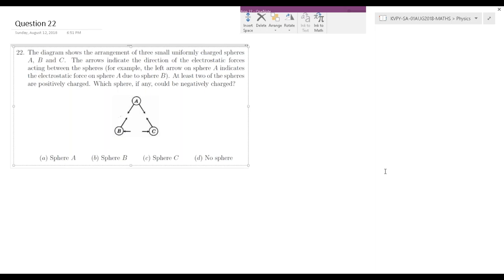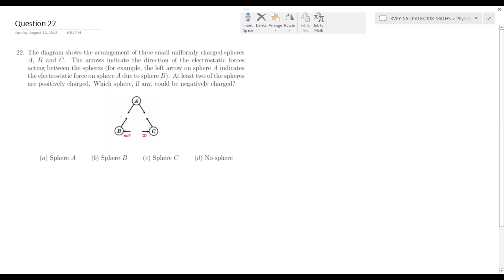Now if you look into the diagram, it is evident that the spheres B and C repel each other because of this arrow. This arrow indicates that B and C repel each other, which means both B and C are of the same type, otherwise how can they repel? Now according to the question, at least two spheres should be positively charged. Since attraction occurs for the two remaining pairs, it can be concluded that sphere A is negatively charged, correct? And hence the correct option is A. Any question before we proceed to the next one?